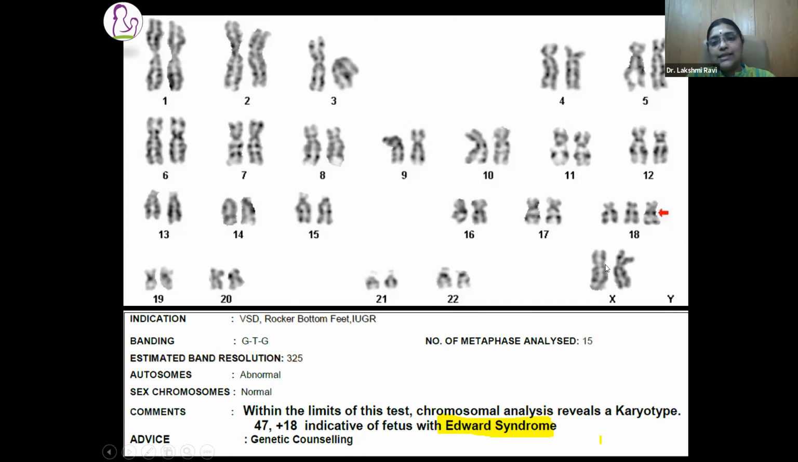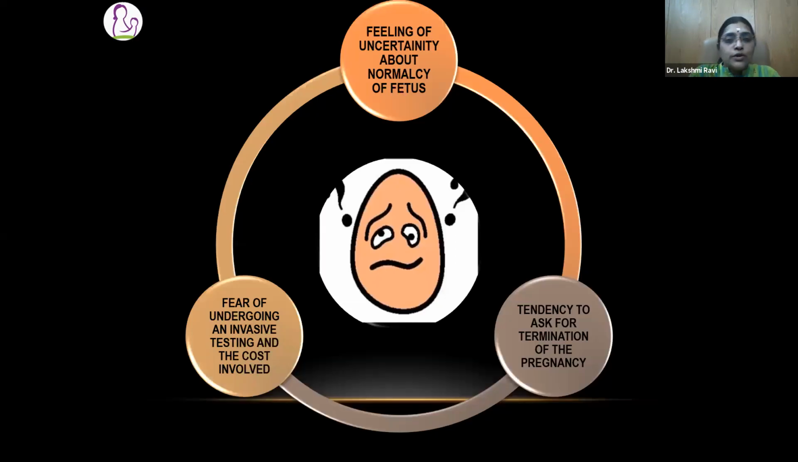You see the T18 here, and this is T18 Edwards syndrome, and that is why you can very easily miss this if you really do not give due weightage to the markers. But I also want to tell you this. Whenever you say that there is a marker, what happens? There is a feeling of uncertainty about the normalcy of the fetus. There is a fear of undergoing invasive testing and the cost involved.